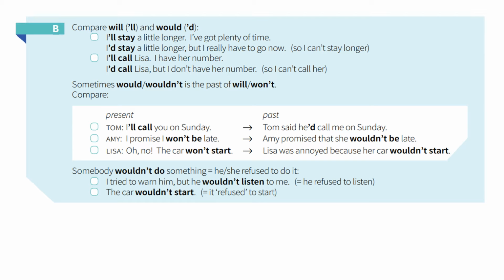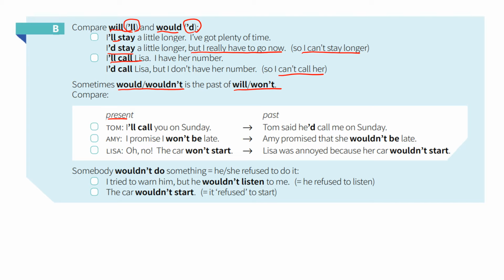Now let us compare will and would. So apostrophe double L and apostrophe D. I'll stay a little longer. So you show your desire or willingness. I've got plenty of time. I'll stay a little longer, but I really have to go now. So I cannot stay longer. I'll call Lisa. I have her number. I'd call Lisa, but I don't have her number. So I cannot call. Sometimes would and wouldn't is the past of will or won't.